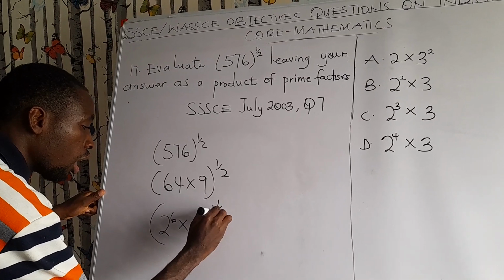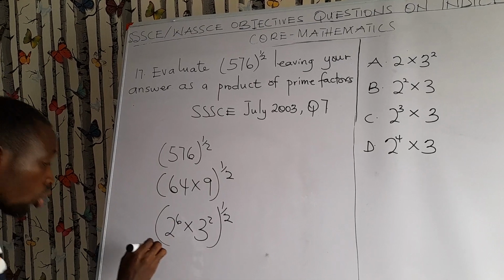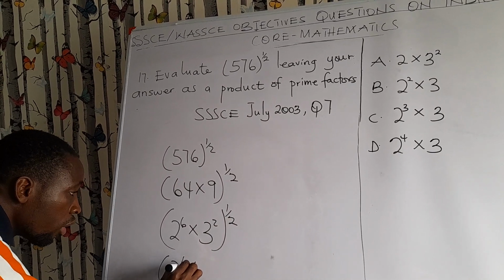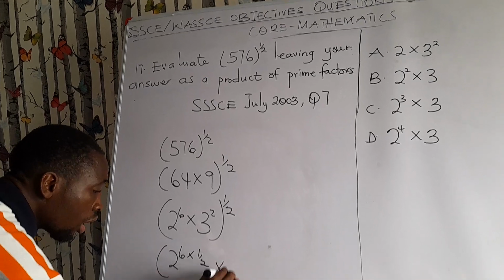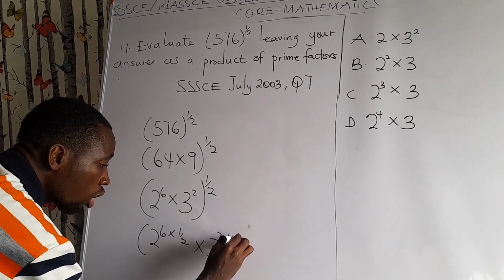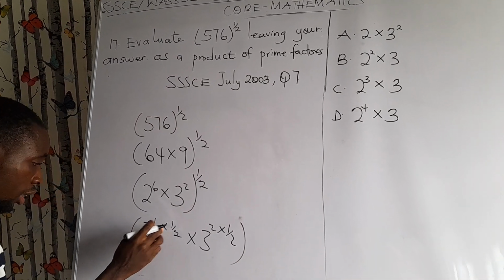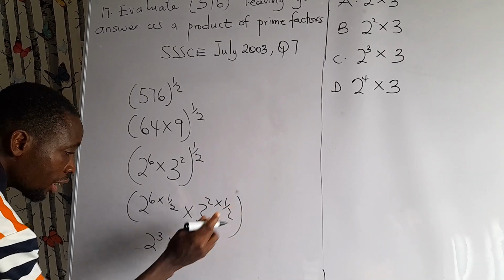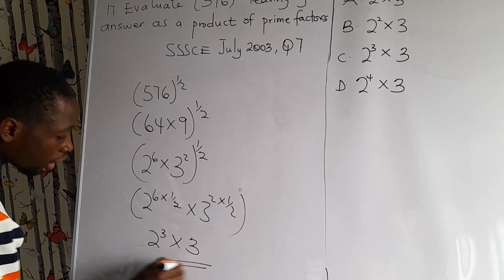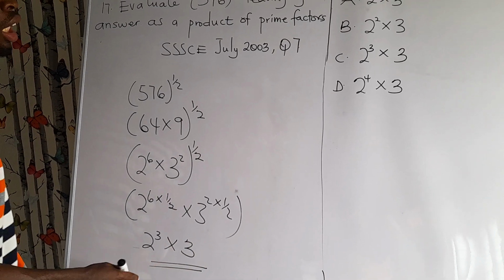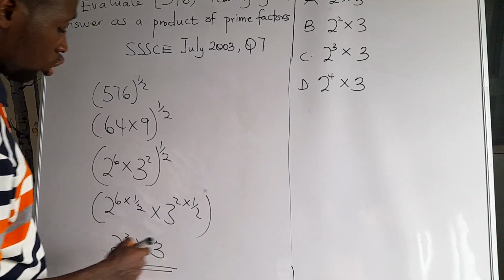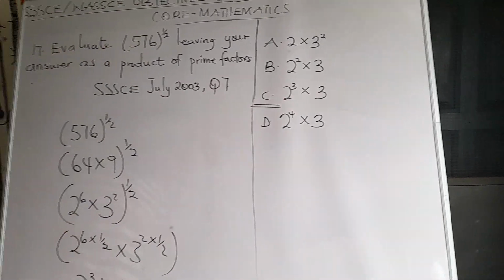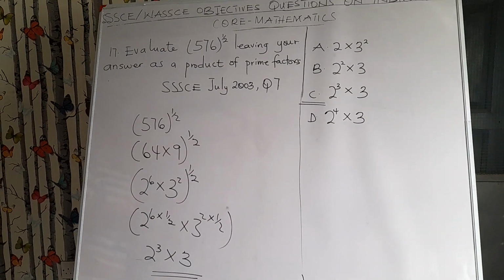All exponent half, so we distribute the half. We have 2 exponent 6 times half, then times 3 exponent 2 times half. 6 times half will be 2 exponent 3, then 2 times half will be 3. So the correct answer is 2 exponent 3 times 3, which is C. I hope you had that correct.